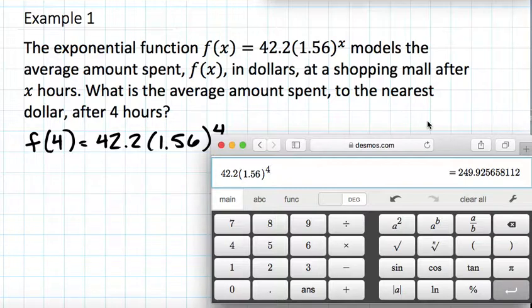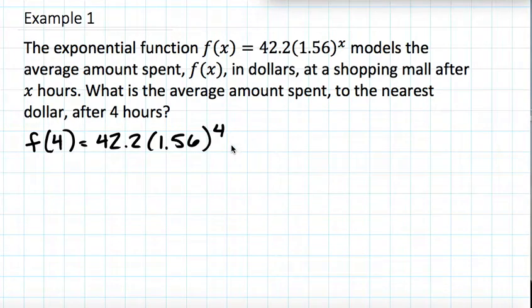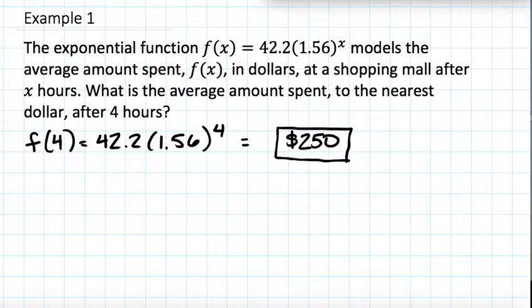Now in the question it says what is the average amount spent to the nearest dollar? So that means I need to round this to the nearest dollar or to the nearest whole number. So the answer that I would need to input here is 250 because 249.9 I would round that up to 250. So this would be $250. You need to pay attention in the problems to how they tell you to round in MyMathLab, because if you don't round the way that they want you to, then they are going to mark your answer wrong. So 250 is the answer.